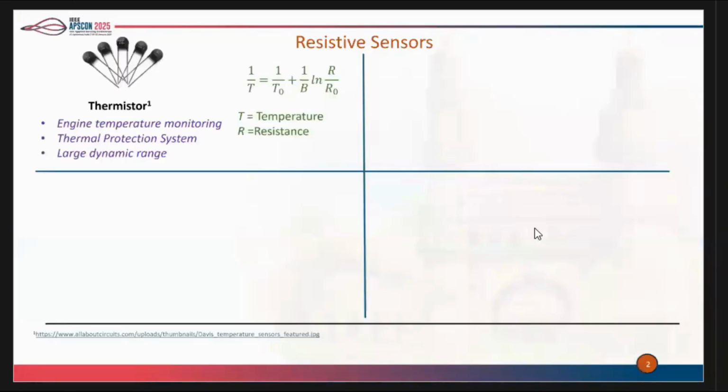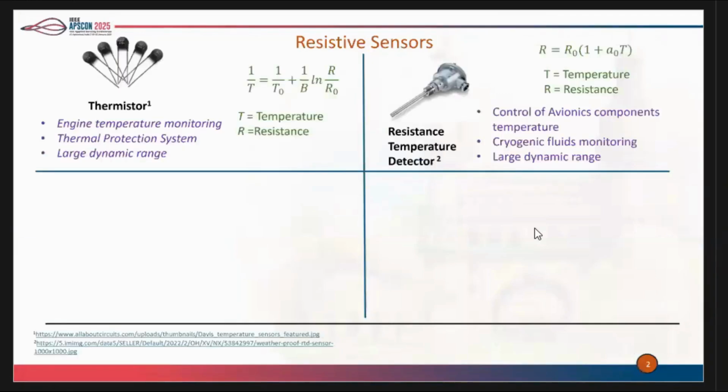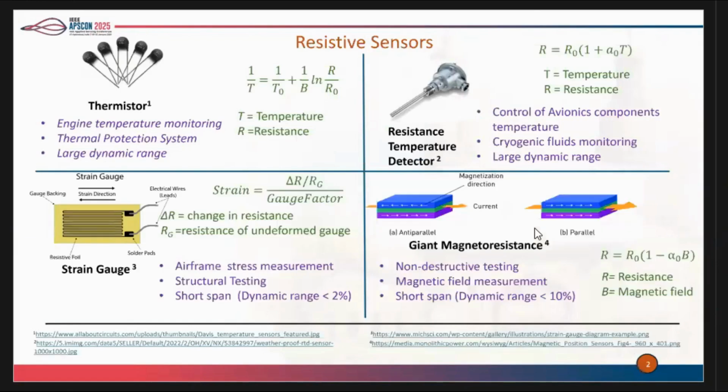There are various types of resistive sensors like thermistors, resistance temperature detector, strain gauge, or giant magnetoresistance. Sensors like thermistor and RTDs have a large dynamic range, whereas sensors like strain gauge and giant magnetoresistance have a low dynamic range, or say a short span. We focus on these short span resistive sensors. We are trying to digitize the outputs.